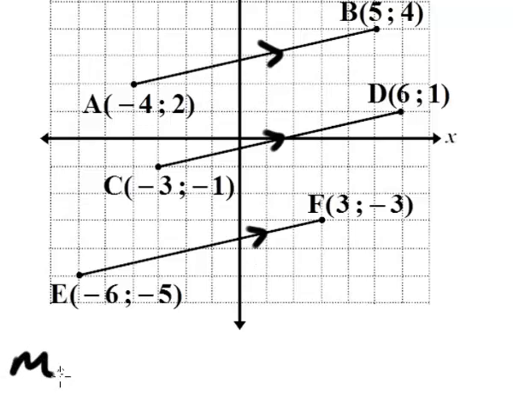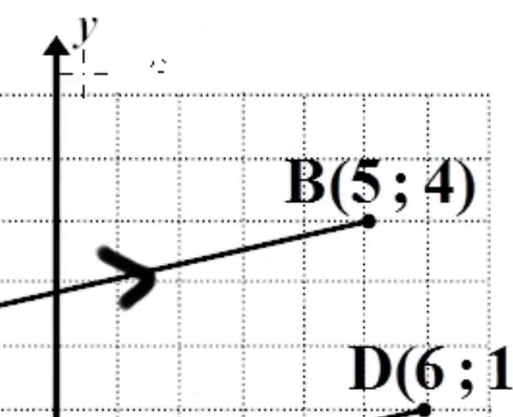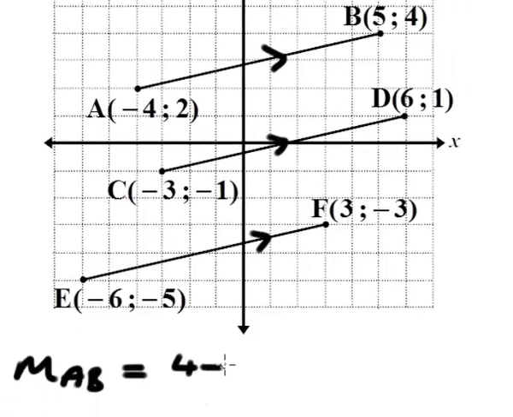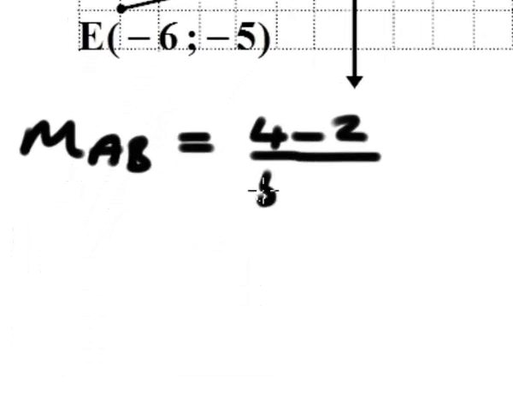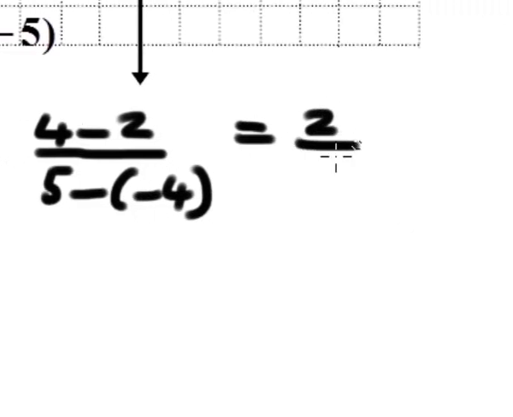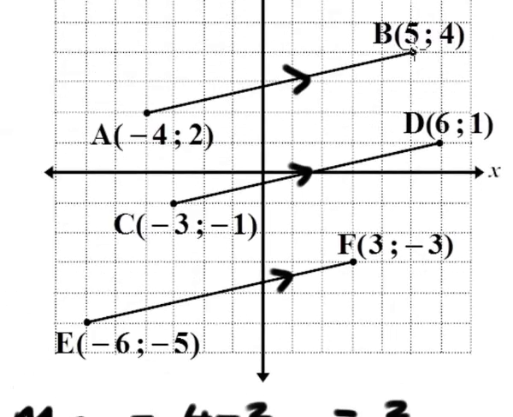Let's start off with the gradient of AB. Now, if you remember, how did we work out the gradient of AB? Well, we said the y of B minus the y of A, which was 4 minus 2, divided by the x of B minus the x of A. It's 5 minus negative 4. So what did this come to? That was 2 over 9. So the gradient of AB is 2 over 9.